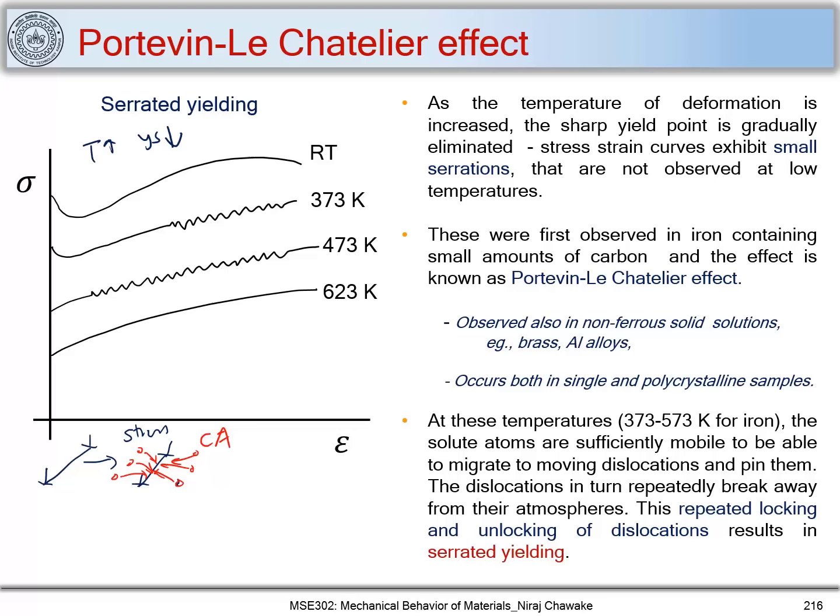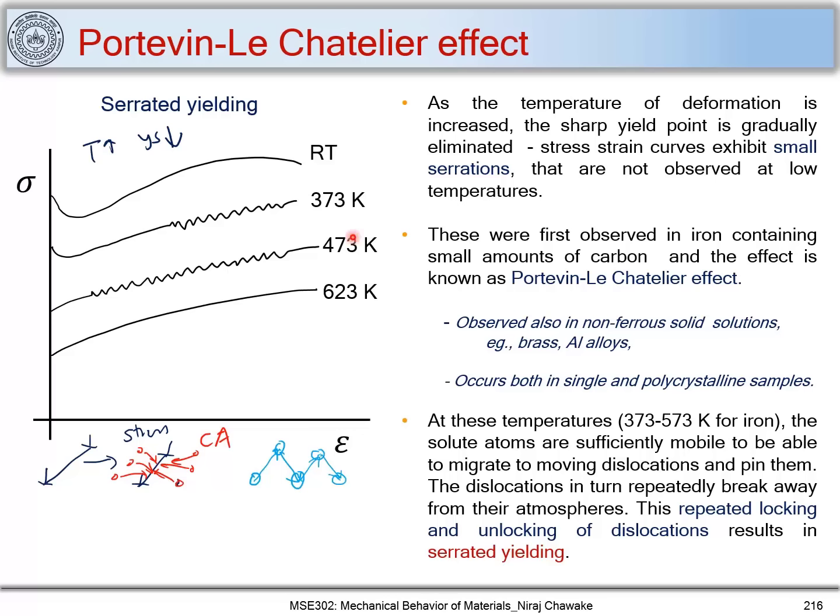So let me mark here. Let's say you have a stress, and you need a higher amount of stress to unlock these dislocations, or set the dislocation free from the Cottrell atmosphere, and once it is set free, it can move freely again, and then the stress required to move will be lower. Again this carbon atom can diffuse to the core of these dislocations, and again the stress required to unlock will increase, and again it decreases. So you get this kind of serrations forming in the case of mild steel.